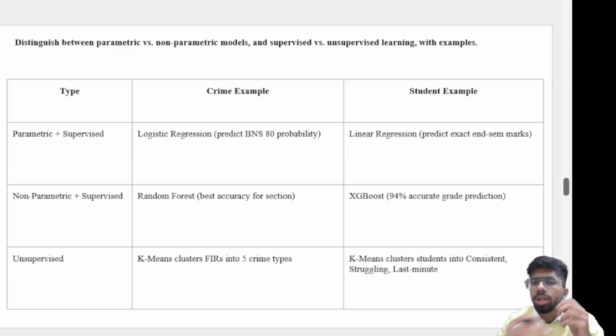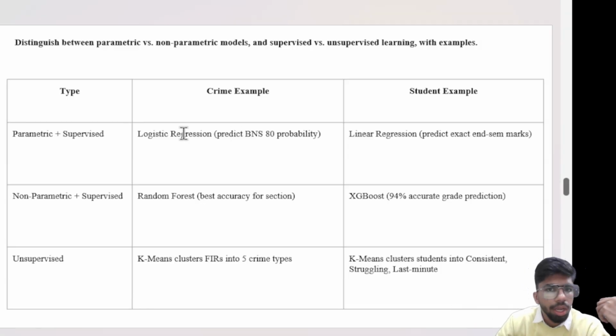So, overall, parametric models are simple and based on fixed formulas. Non-parametric models are flexible and more powerful. Supervised learning uses labeled outcomes, and unsupervised learning finds natural patterns in raw data. Moving on to the next question.